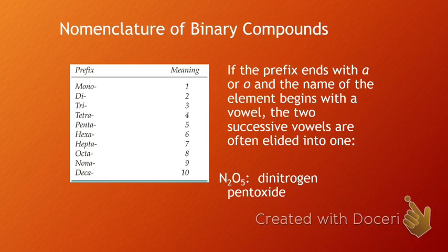Okay, so here are some other examples. Once again, if the prefix ends with an A or an O, and the name of the element begins with a vowel, then you often combine them into just one. So that's why dinitrogen pentoxide, for example.